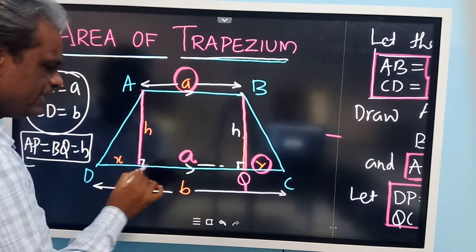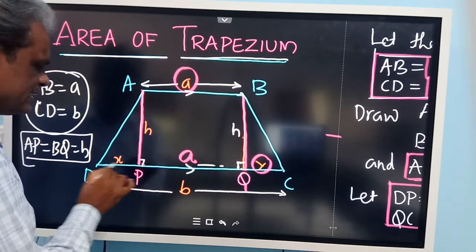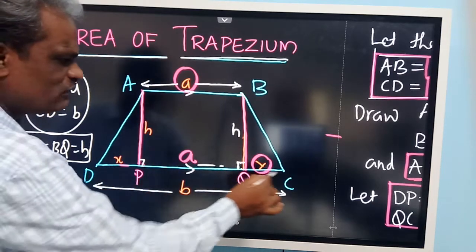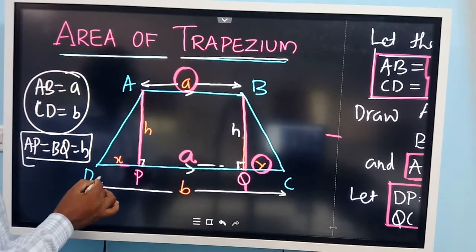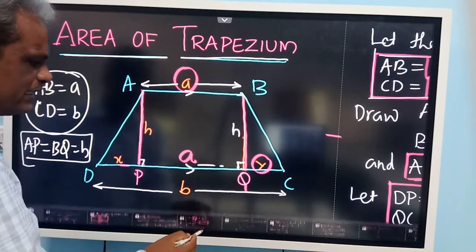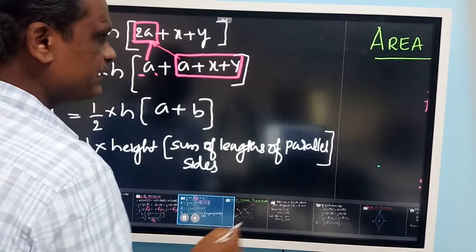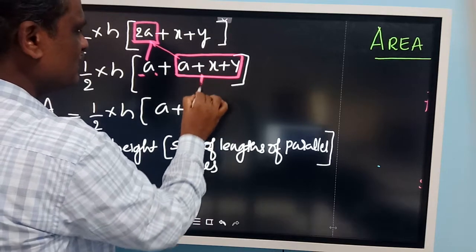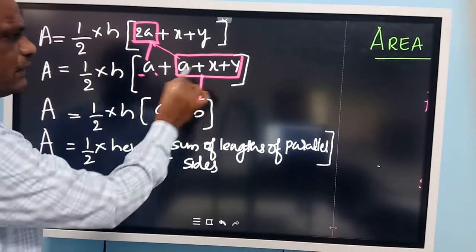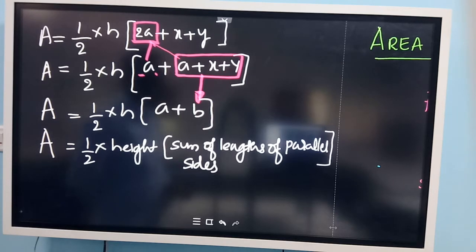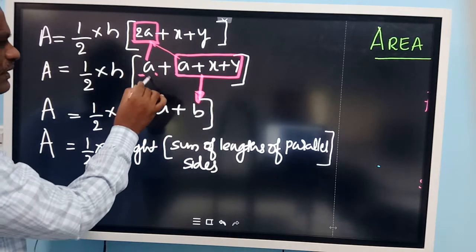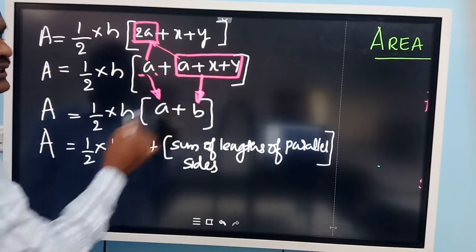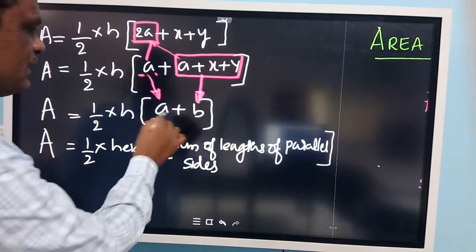This length is a. This length is x. This length is y. A plus x plus y is nothing but the total length. So I can write here b. A plus x plus y is equal to b. This a I have written as it is, and these three together in the diagram you can see it is b.